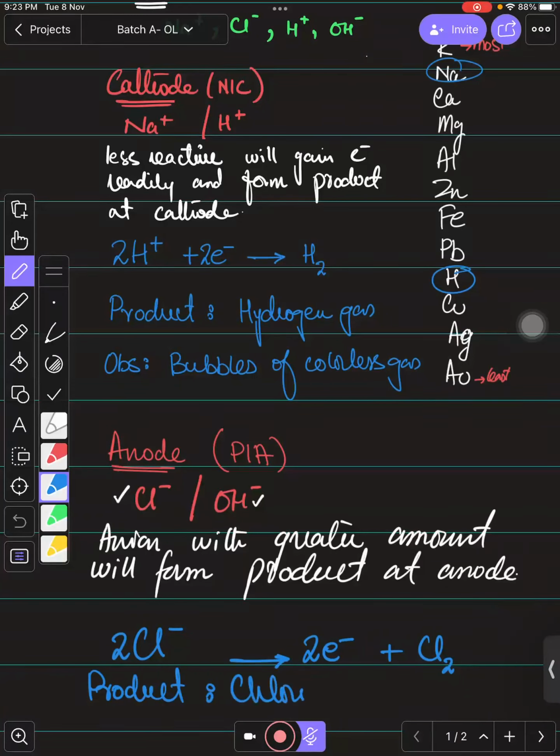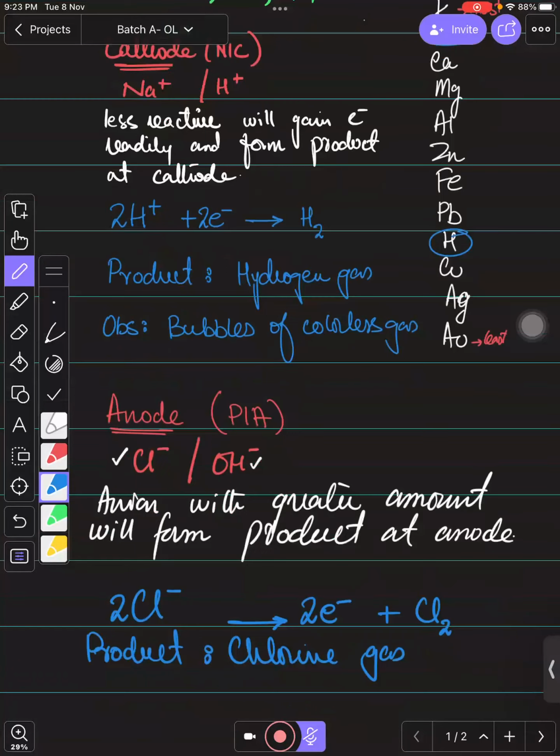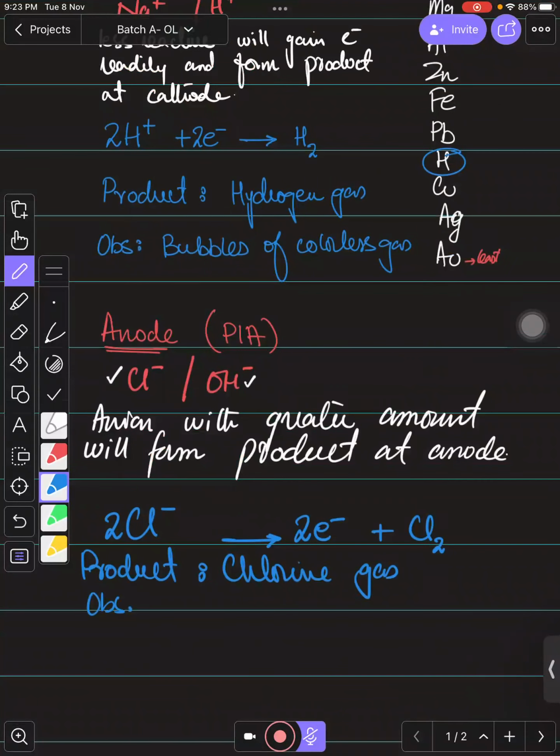And if you talk about the observation at the anode, so the observation at this electrode is actually, you can say that yellowish green gas bubbles, right? Or you can say that the bubbles of yellowish green gas. The color of chlorine is yellowish green, so you can say that yellowish green gas bubbles, right बच्चों?